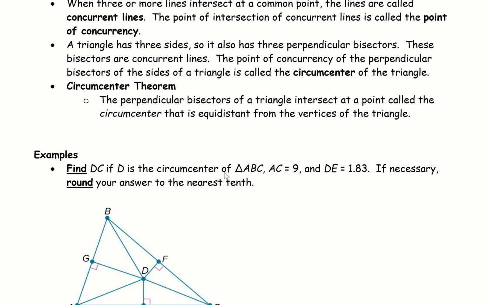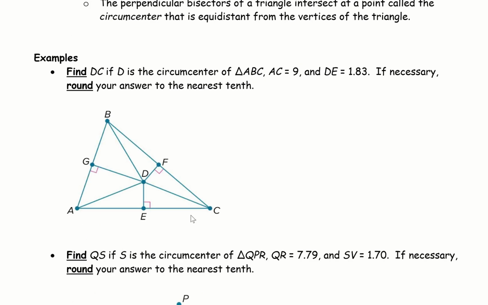And then there's a circumcenter theorem. It says the perpendicular bisectors of a triangle intersect at a point called the circumcenter that is equidistant from the vertices of the triangle. So it is equal distance from each of the vertices. If you look down here, BD would be the same distance as AD, which would be the same distance as CD.